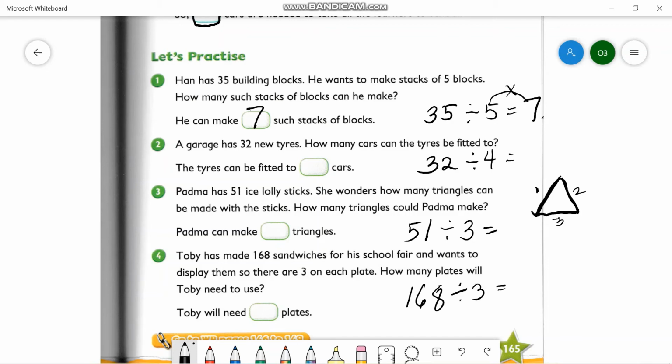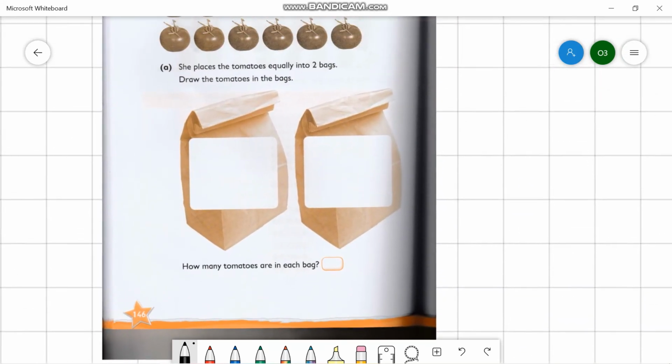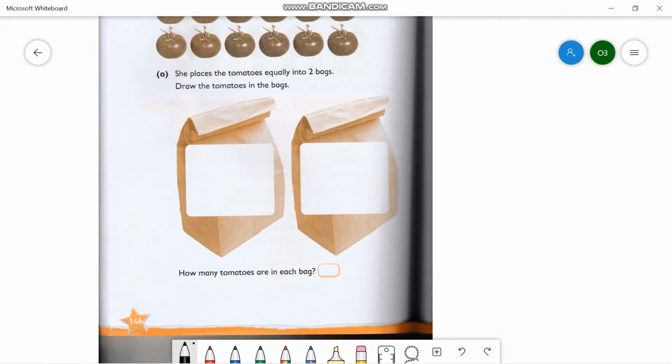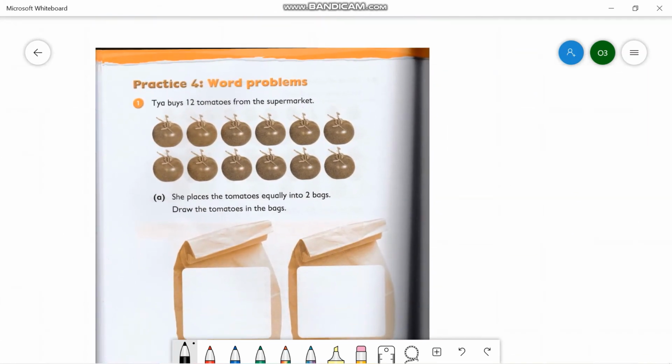By 3. So that Toby will know how many plates he will need to use. Now let's work on the practice exercises in the workbook. So we will do page 146, 147, 148, and 149. Let's start with number 1.